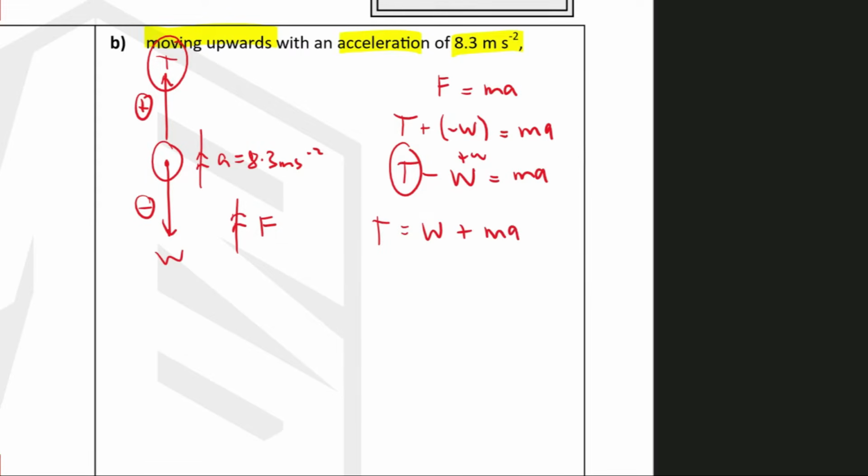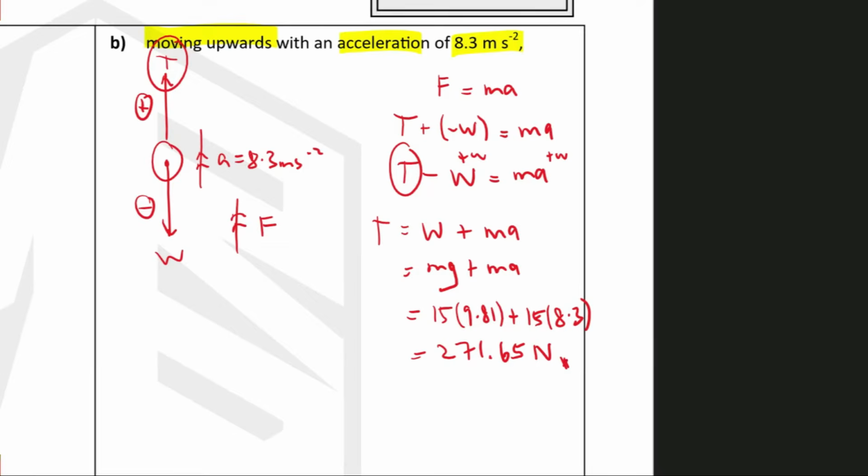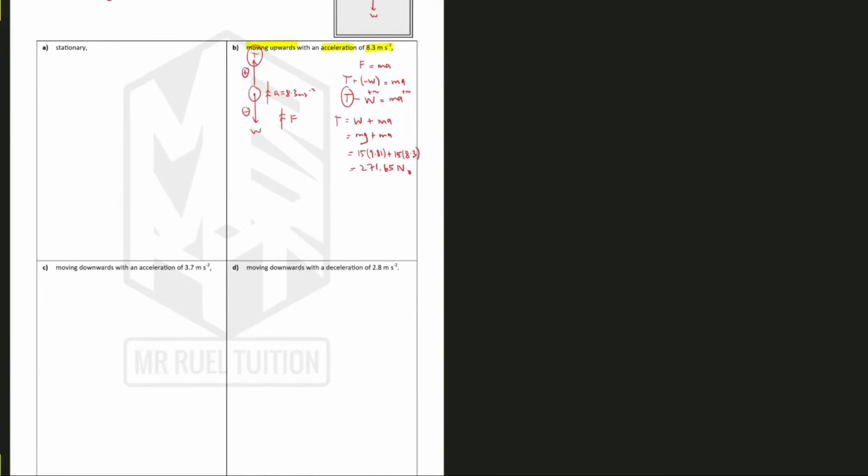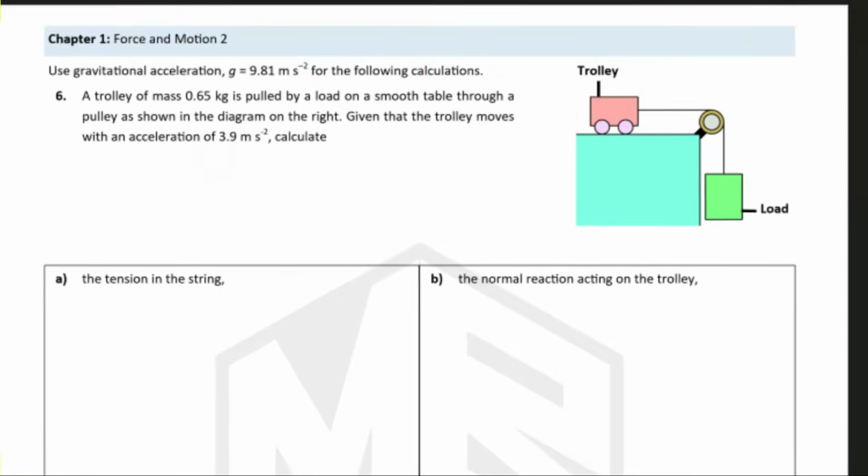We just add W on both sides, and this will be mg plus MA, which is equal to 15 times 9.81 plus 15 times 8.3, and the total is 271.65 newtons.